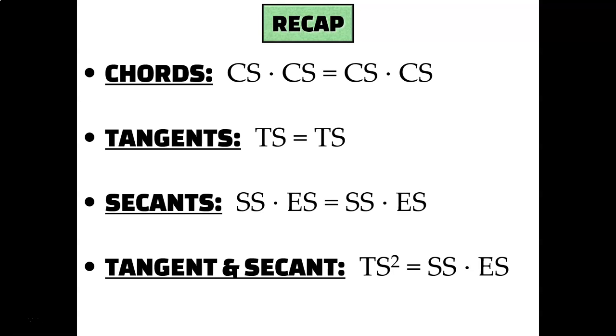If tangents intersect outside of a circle, then the tangent segments are just equal to each other. If secants intersect outside of a circle, then you multiply the length of the entire secant segment by the length of the external segment. And if a tangent and a secant intersect outside of a circle, then you square the length of the tangent and set that equal to the length of the secant segment and the length of the external segment multiplied together. So let's try a few examples.